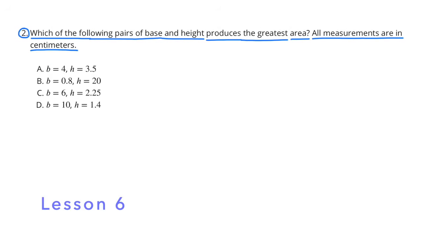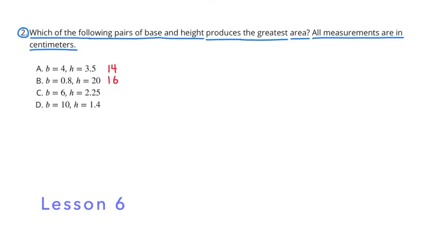Number 2. Which of the following pairs of base and heights produce the greatest area? All measurements are in centimeters. For figure A, base times height equals 14 square centimeters. Figure B, base times height equals 16 square centimeters.